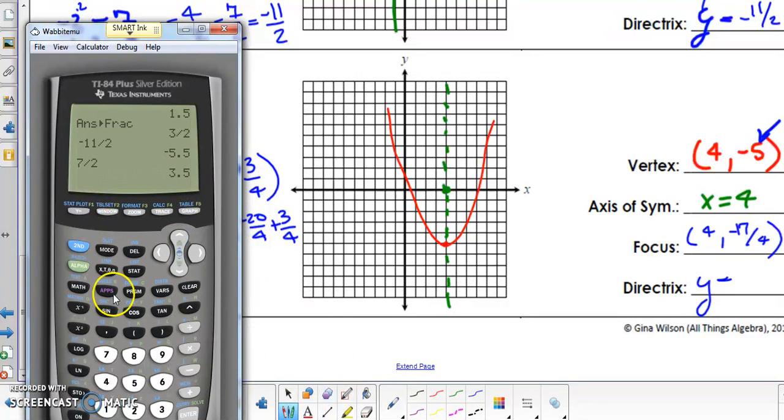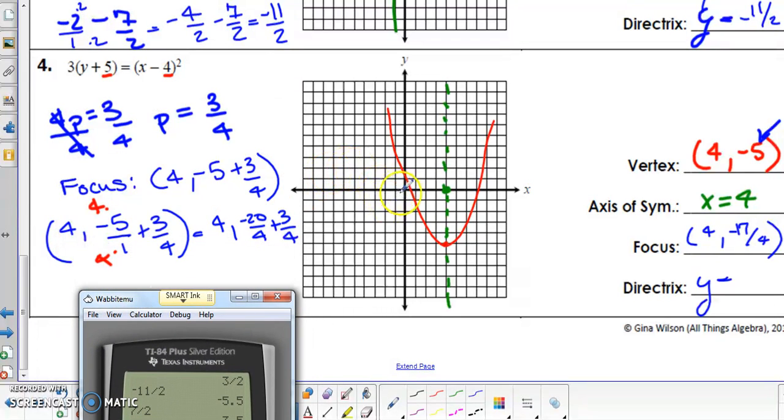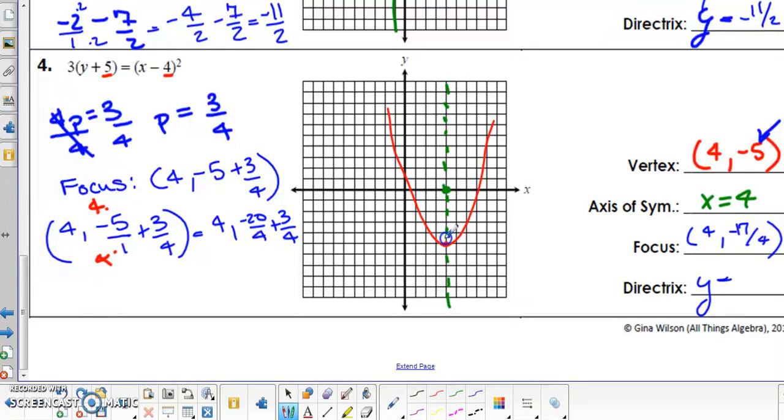Again, how do I graph that? Well, what's negative 17 divided by 4? Negative 4.25. So I'm going to go to 4, then 1, 2, 3, 4, negative 4.25. So I'm inside that parabola, which is perfectly where I need to be.